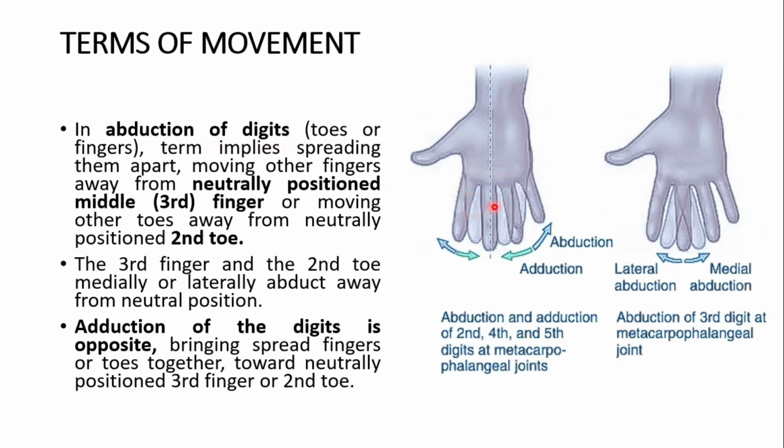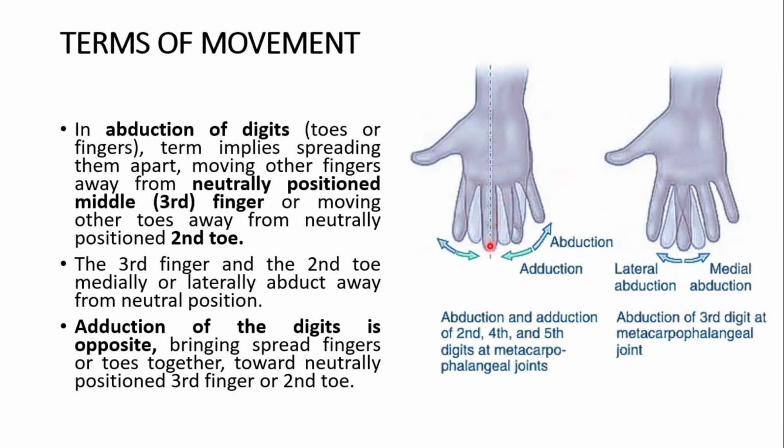These are the pictures of the fingers. The term implies spreading them apart, moving the other fingers away from the neutrally positioned middle third finger. This is the neutrally positioned middle third finger. As these two digits, the medial ones, are taken away from this third digit, this is the abduction, and bringing them back is the adduction. And this digit, number 2, a single digit, moves away from the median plane and is brought back.